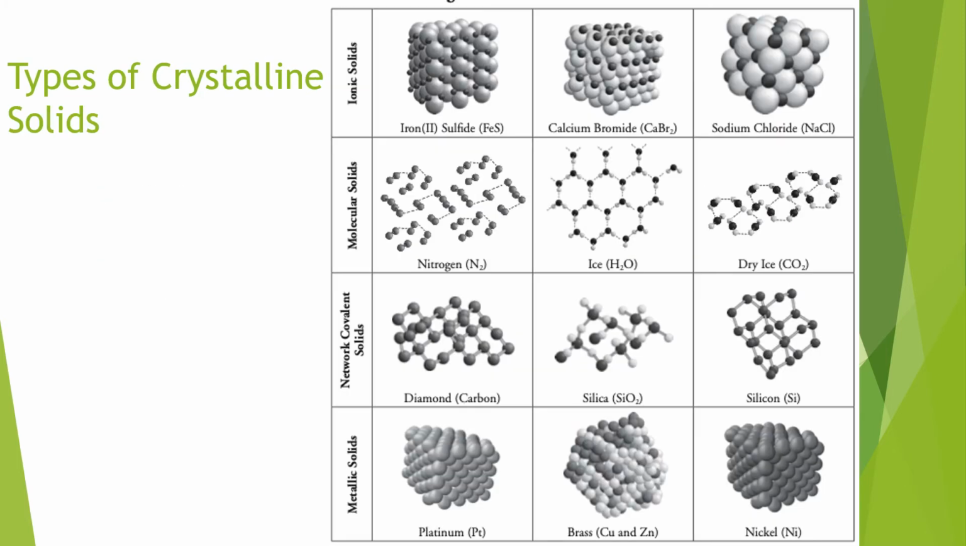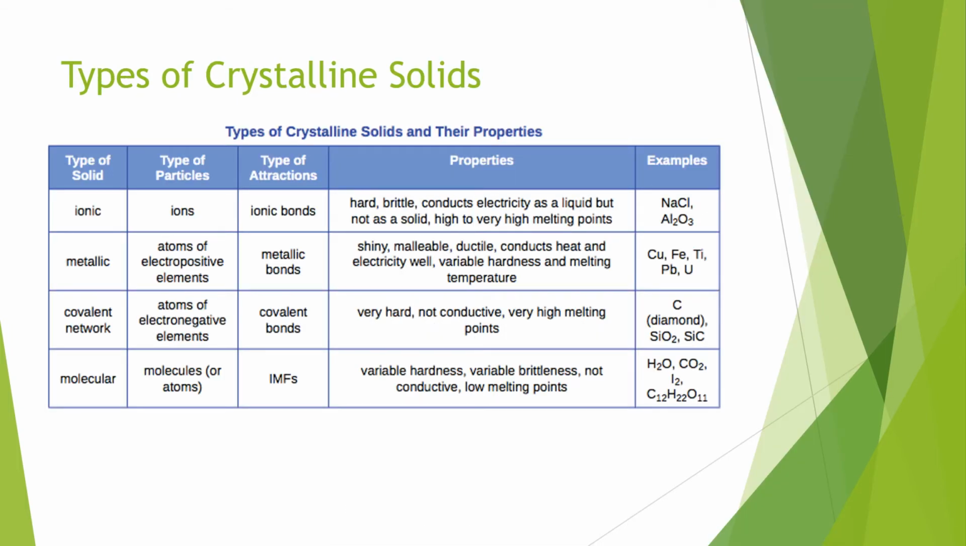If you did look at the POGL, this is the chart that was at the beginning for you to compare the different types of crystalline solids, the four that we just went through. This chart combines all of their properties together, so this would be a good thing to use to study. It talks about what particles make it up, what kind of attractions there are between the particles, what their properties are, and gives you some good examples.